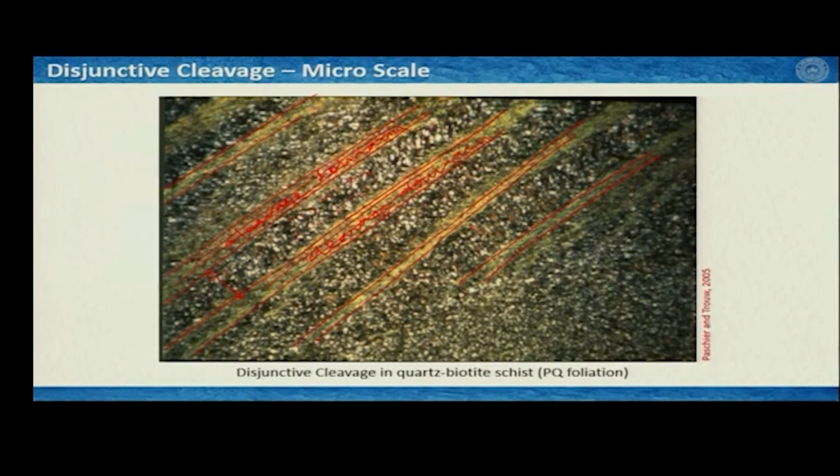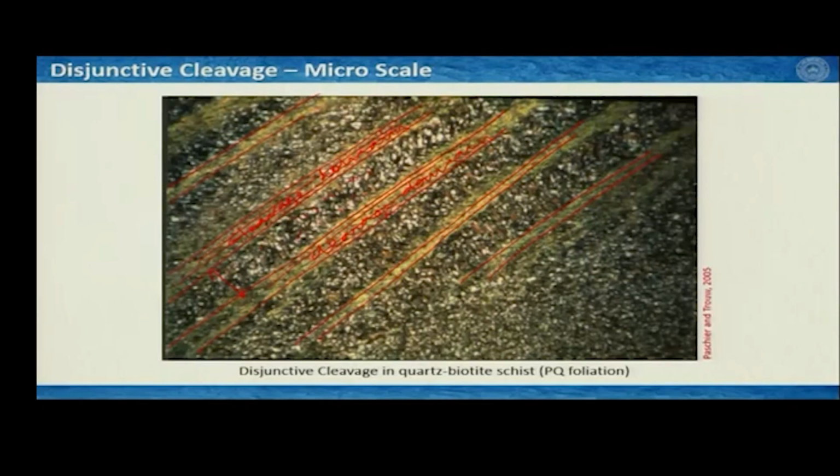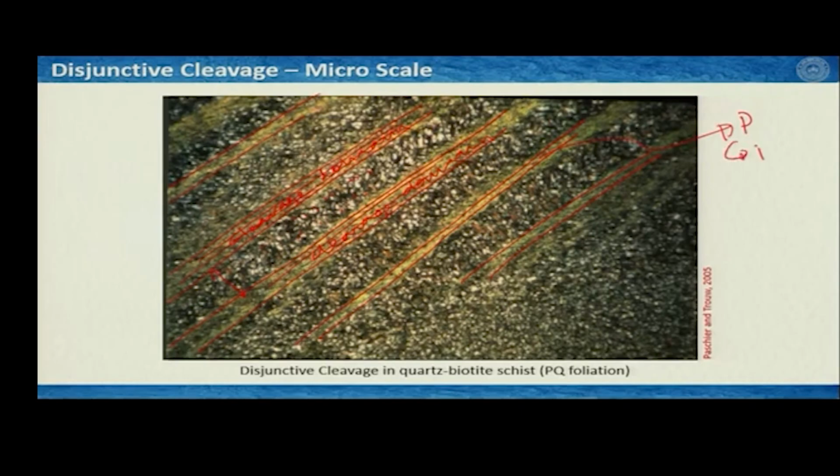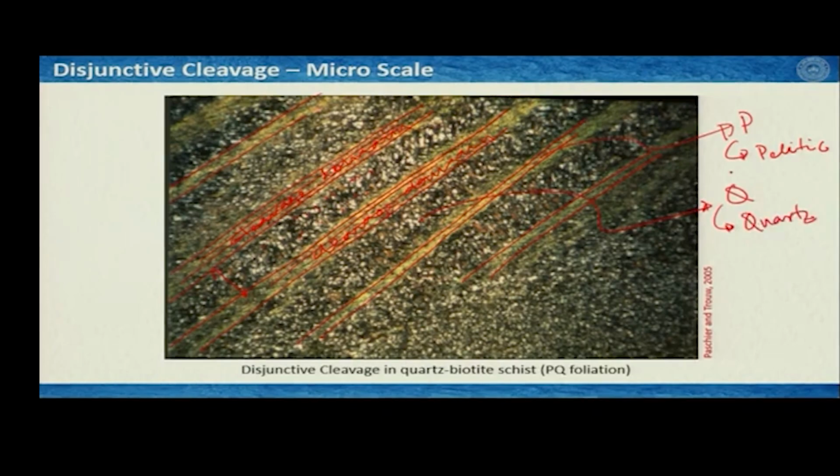Sometimes in this kind of structure, you have bands in micro scale or in field scale: alternating bands of phyllosilicate-rich layers and quartzo-feldspathic layers, again phyllosilicate layers, then quartzo-feldspathic layers, and so on. This is sometimes known as PQ foliation or PQ structure, where P stands for pelitic and Q stands for quartz, and together we call them PQ foliation or PQ structure.